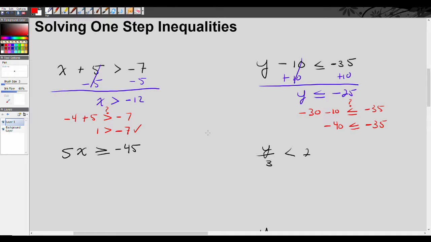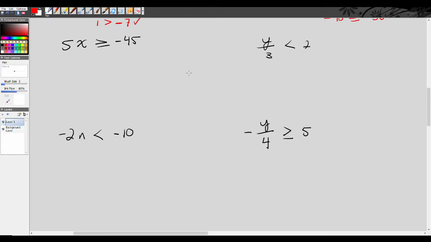All right, our next example. Let's take a look at some examples with multiplication and division. Over here, we have 5x is greater than or equal to negative 45. And just like with an equation, in order to eliminate multiplication by 5, I have to divide both sides by 5. So over here, 5x divided by 5, that cancels out, leaving me with x on the left-hand side is greater than or equal to, and negative 45 divided by 5 is negative 9.